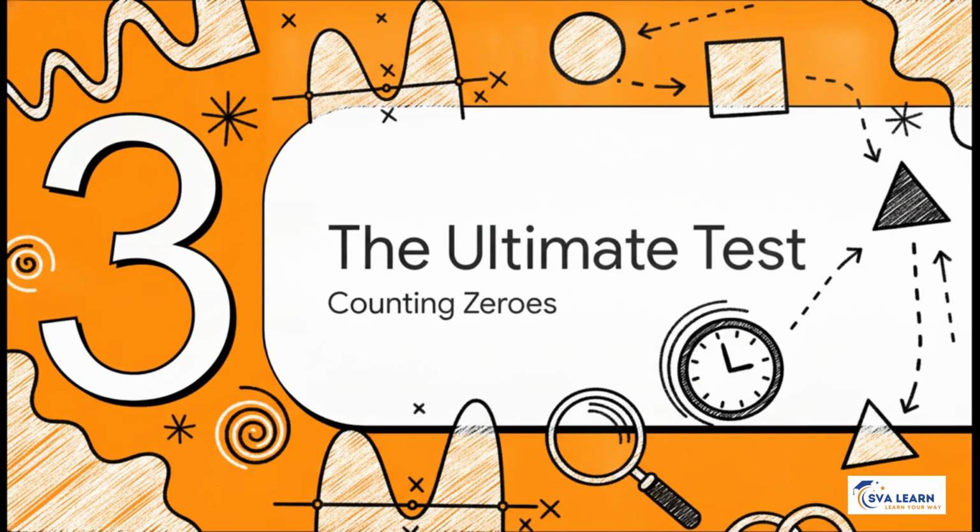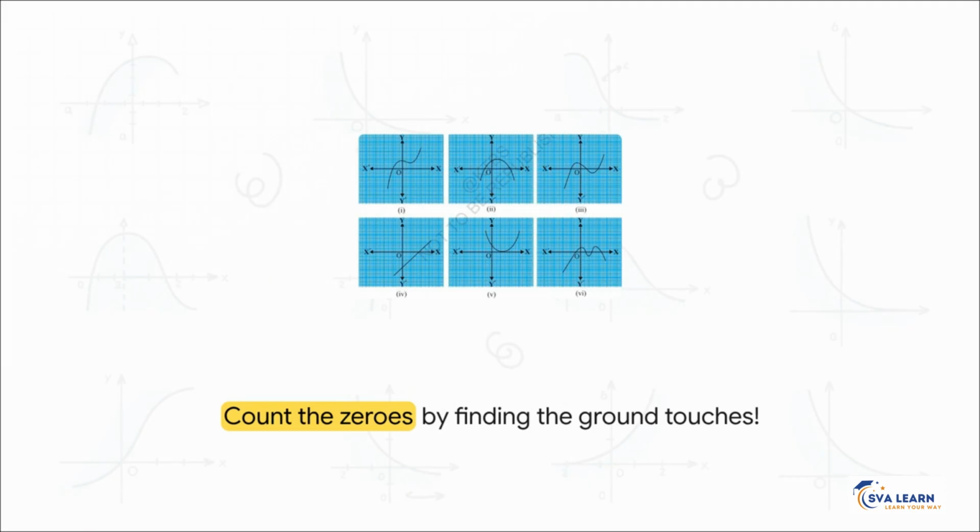Section 3. The ultimate test. Counting zeros on graphs. Okay, let's put this incredible new visual translation skill to the test with a rapid-fire challenge. This kind of stuff is taken straight from your curriculum exercises, so treat this like a little interactive game. We are just looking for ground touches, okay?